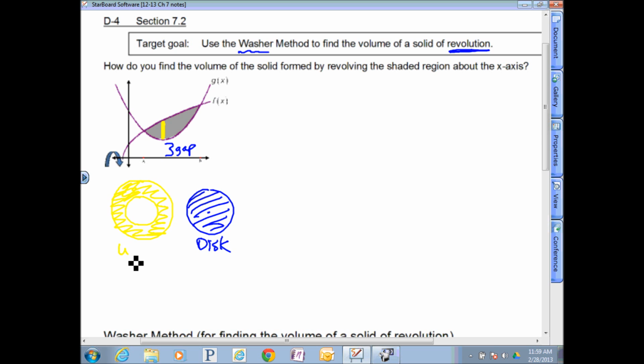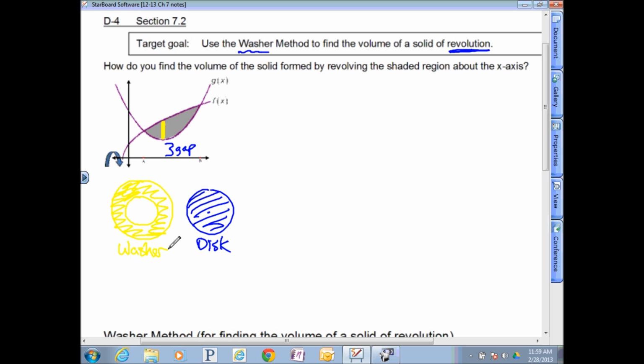So this time, we're going to call this the washer method. The washer has a gap in the middle when you revolve it. The disk method has no middle, no carve out, so to speak. The washer method has this space that's going to cause a little bit of a problem. So here's basically what we're going to do.